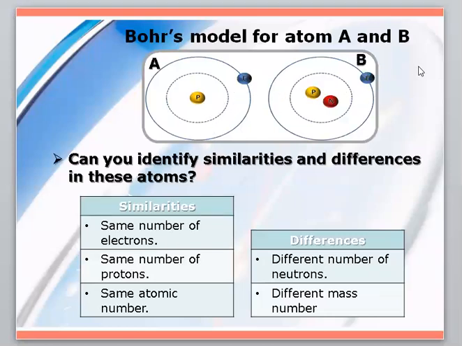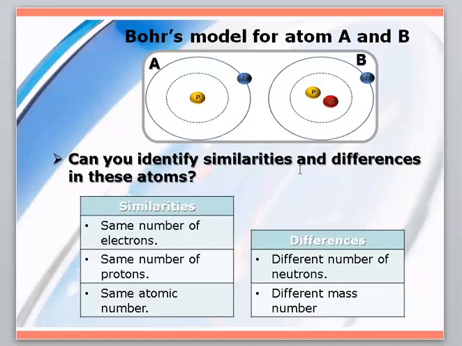both having one electron in the valence shell, or outermost shell, because they have only one shell. Same number of protons: one proton is present inside the nucleus of both atom A and B. Same atomic number, meaning the number of protons present inside the nucleus. So both elements A and B have atomic number 1.